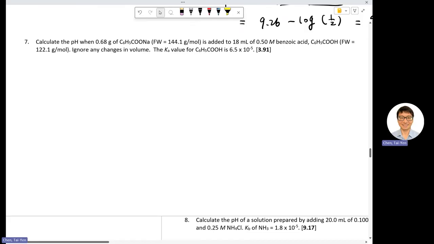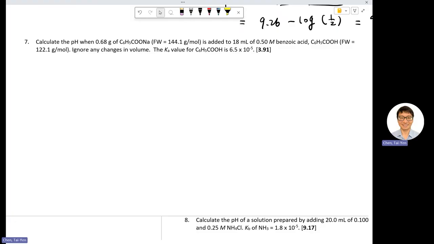Calculate the pH when 0.68 gram of C6H5COONa is added to 18 mL of 0.5 M benzoic acid, C6H5COOH. Ignore any change in volume. The Ka value of the benzoic acid is 6.5 times 10 to the negative 5. The keyword here again is pH, right? Once you have pH, it's the keyword. The first question you ask yourself is, what kind of solution do you have? A buffer, right?